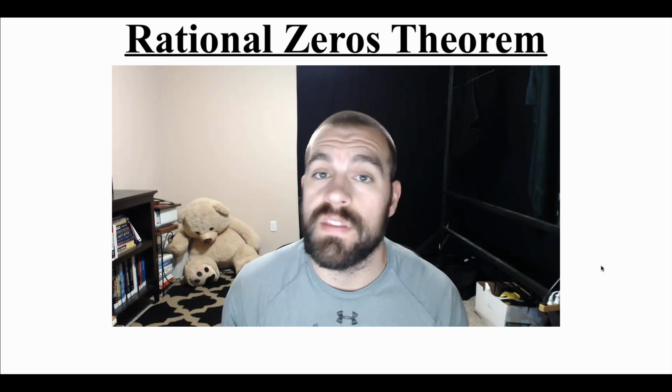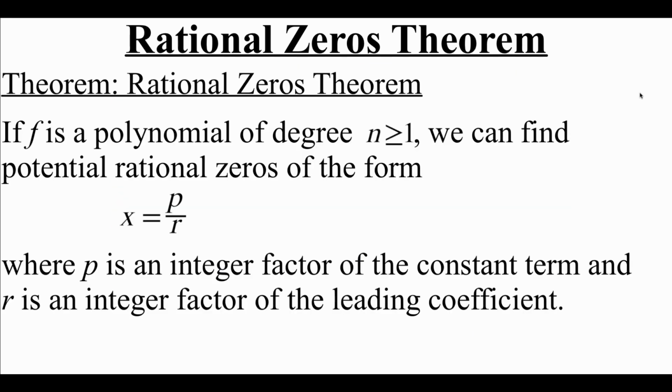In this video, we're going to take a look at the rational zeros theorem. What the rational zero theorem says is that if we're dealing with a polynomial function f, where the degree is 1 or higher, then we can find some potential rational zeros of the form x equals p over r. Those p values are going to come from the integer factors of your constant term, so the term that doesn't have any x's in it, and your r values are going to come from integer factors of your leading coefficient, so the coefficient on the highest powered x within your function.